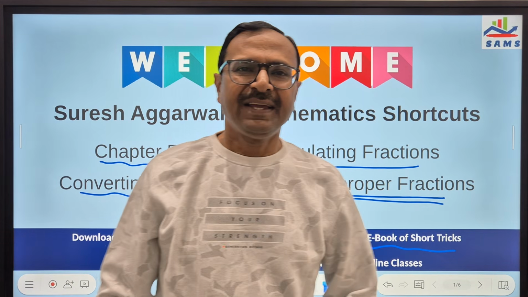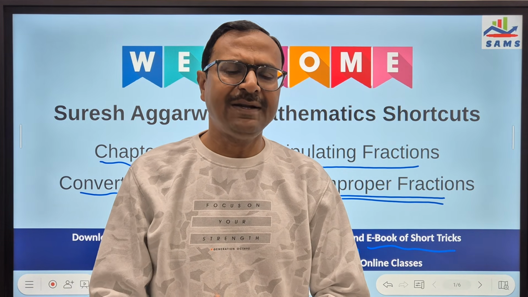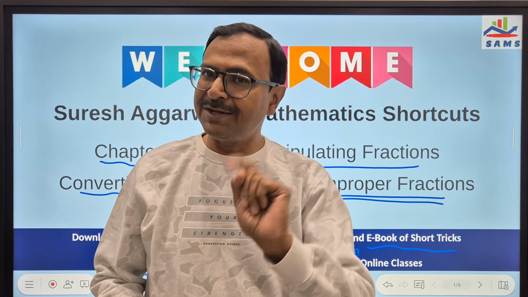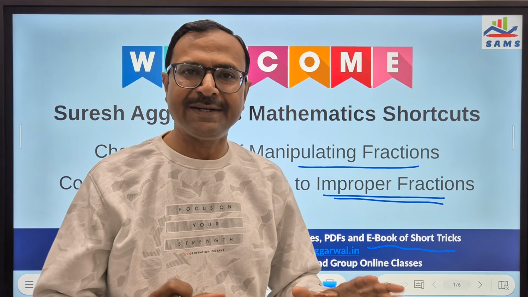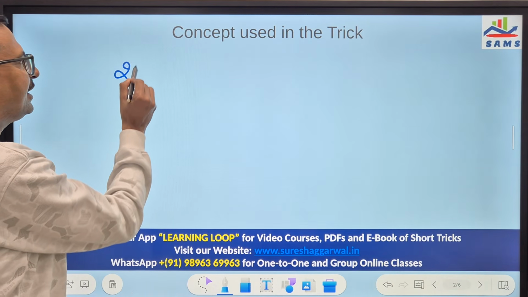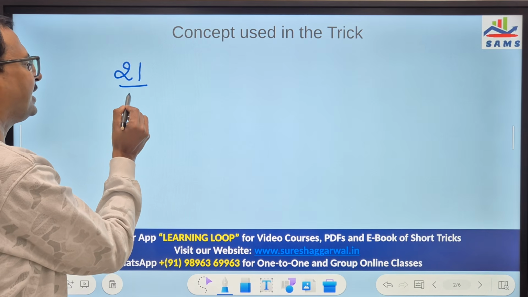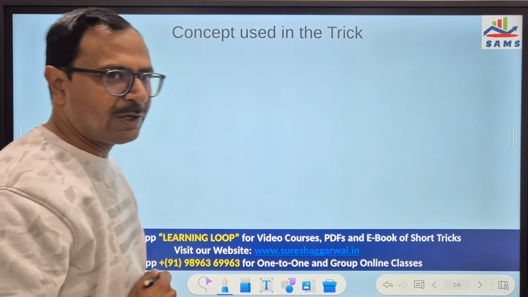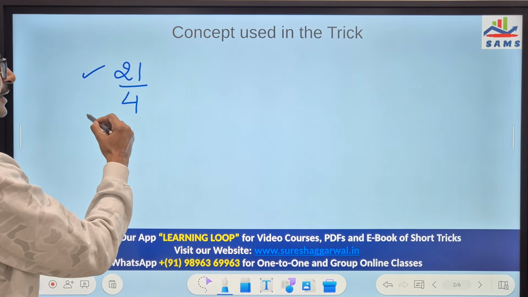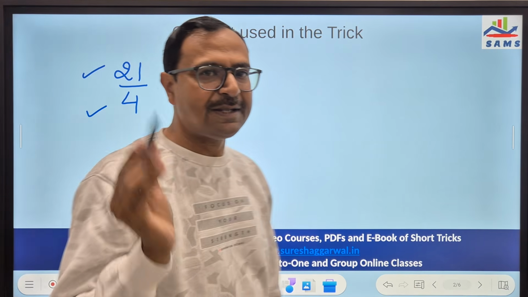So friends, can we see the concept in hand first and start from the concept? That is important, because once you understand the concept, you know what you are doing in the trick. So when I have a number like 21 upon, say, I'll take an easy number, say 4. Okay, now it's an improper fraction, right? Because the numerator is greater than the denominator. 21 is greater than 4.